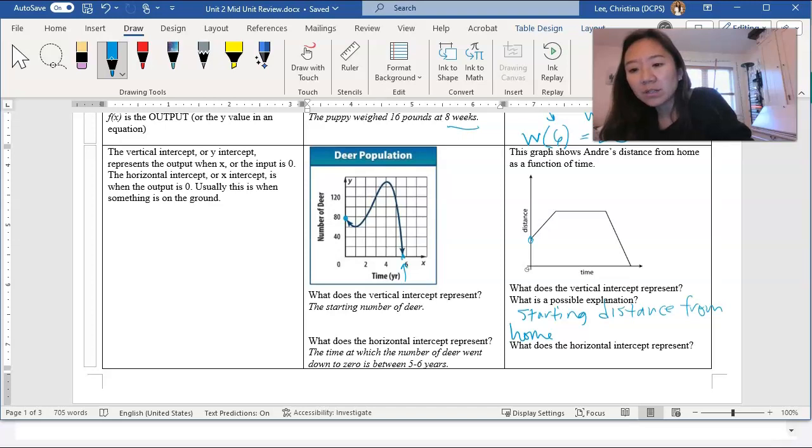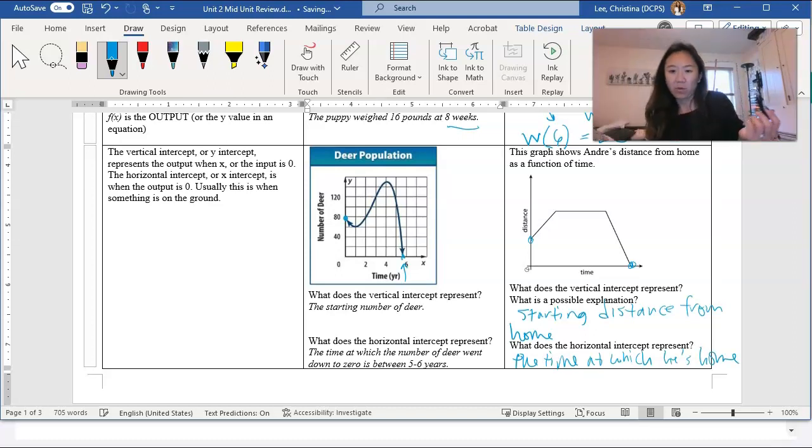What does the horizontal intercept represent? So that's here. This is his distance from home. So when it's down here at 0, that means he's 0 feet or 0 meters away from home. And so the time at which he's home, or 0 meters away from home, or 0 feet, which doesn't even tell us here.